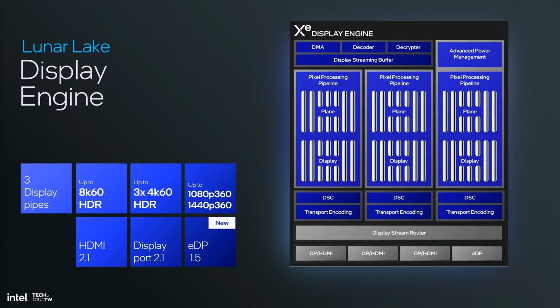So there's 3 display pipes, which are these pixel processing pipelines, which means you can have 3 different displays connected. We support 8K60 HDR or 3x4K 60 HDR, and even up to 360 hertz 1080p and 25x14. The key thing is, there's a brand new interface on the Lunar Lake display engine, which is called EDP 1.5, and I'll talk all about that in just a second. So it's a very high-performant display interface.